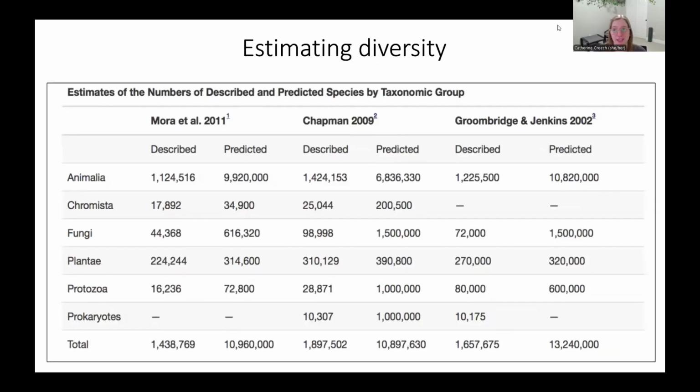How do we come up with those estimates? Well, we take articles that exist listing the species described so far versus the predicted species, and then we compare everyone's predictions and we come up with an average number of predictions.